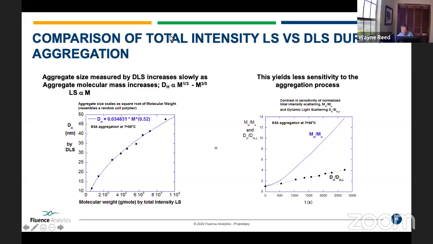So one thing, just to compare the total intensity of light scattering with the dynamic light scattering. The dynamic light scattering, remember, is measuring the hydrodynamic diameter via really the measurement of the diffusion coefficient. And if we look as a function of molecular weight of the aggregates, on the left-hand side is dynamic light scattering data. The hydrodynamic diameter is going up as the square root of the mass of the aggregate. And that's typical of a random coil, indicating that protein unfolds into a random coil and also aggregates like one. If you look on the right-hand side, you see the MW over M0 at top. That's the total intensity light scattering, which is directly proportional to the molecular weight. And then below it, the equivalent dynamic light scattering. So you see that the total intensity is quite exquisitely sensitive to the aggregation process, whereas the DLS is a duller effect because it's only a fractional power. Next, please.